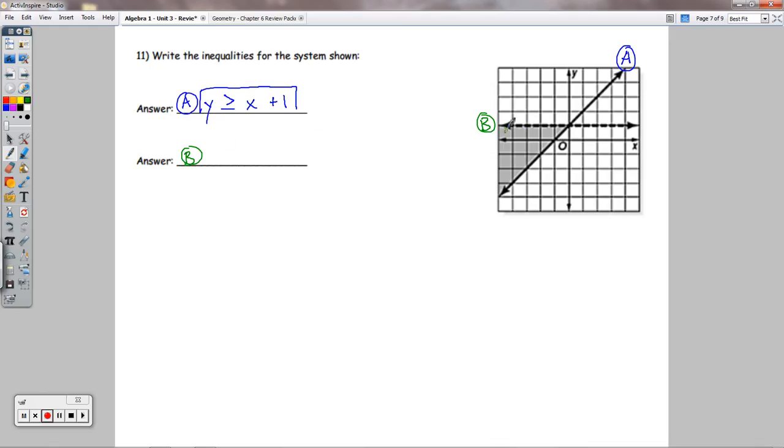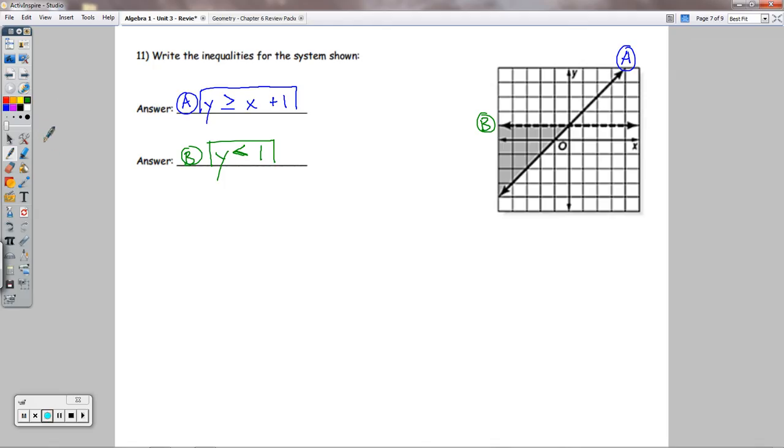For B, this is a horizontal line. That means it's y compared to something. It's a hidden line, and it's shaded below. So we would want to say y is less than, and not less than or equal to, because it's not a solid line. And if we shade below, we're shading below the value right there. The y value is always 1 along that line. So we would say y is less than 1 for part B, or the other equation.